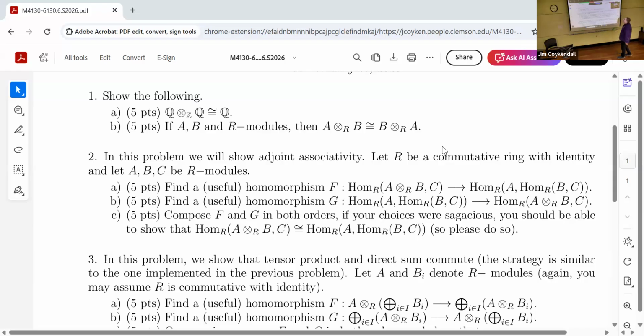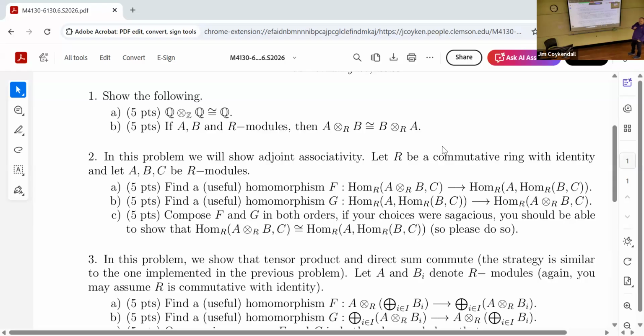So I've got two magical mystery tour problems. And the first one, we want to show associativity. So let R be a commutative ring with identity, and A, B, and C be R modules. Find a useful homomorphism. Of course, there's always the zero homomorphism, isn't there? So let's find something useful from Hom_R(A tensor B, C) to Hom_R(A, Hom_R(B, C)).